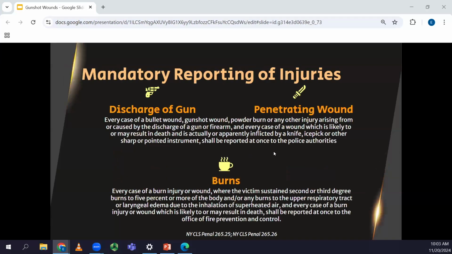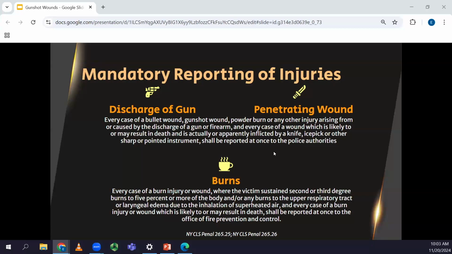So, mandatory reporting of injuries, as you guys know, is not only if a patient comes with a gunshot wound, but any discharge of a gun in general. So if a patient comes in and the story they describe is someone shot at me, but they don't actually have a gunshot wound, but they have soot on their person, that is reportable. You do have to get the police involved. Any penetrating wound, that includes a knife, an ice pick, a sharp object, has to be reported.